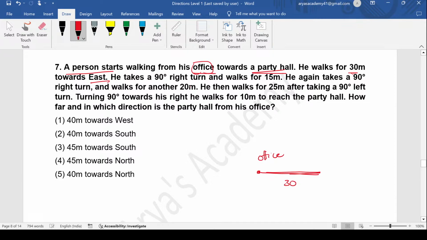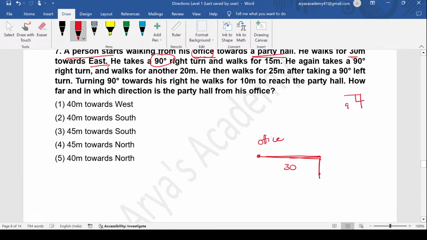Now what happens? He takes a 90-degree right turn. So right 90 means exactly down, right? Hope you know 90 degrees. So this is the 90-degree angle, exactly perpendicular. So a 90-degree right turn and he walks for 15. So now he is going towards south, but he has gone only half the earlier distance, that is 15 meters. Now he is here and he is facing south.